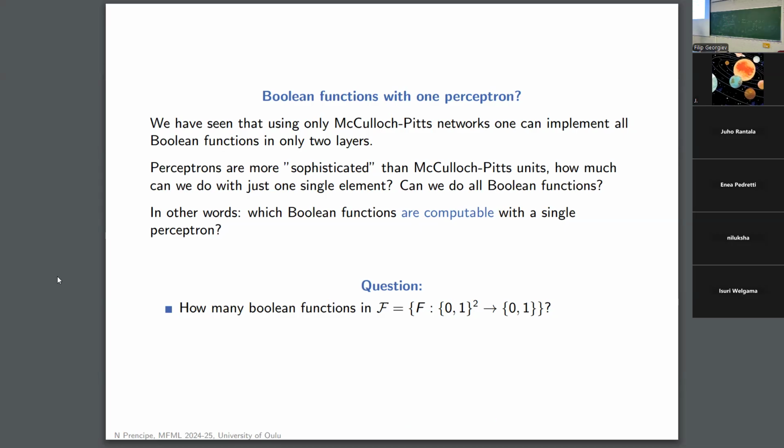So last time, in proposition 1, we could do all the Boolean functions with 2 layers of McCulloch-Pitts units. The question now is, can we do the same thing but with just 1 perceptron? Let's find out. First question: how many Boolean functions do we have from {0,1} squared to {0,1}?